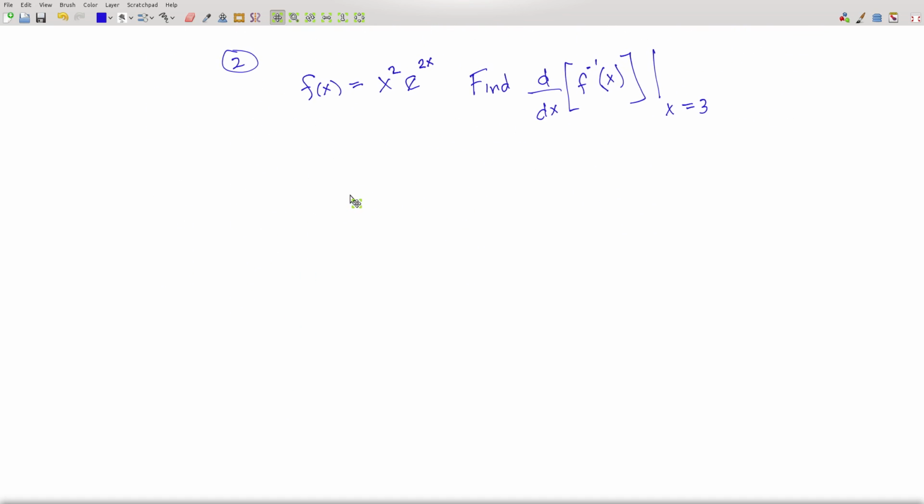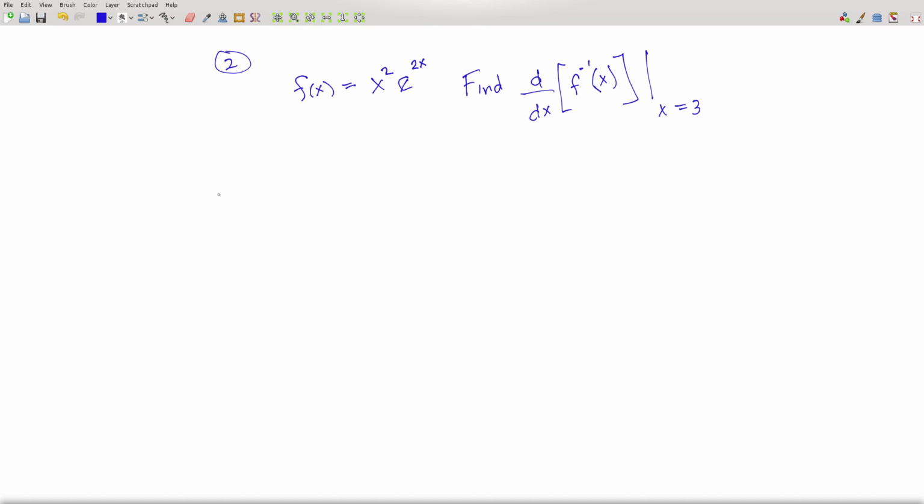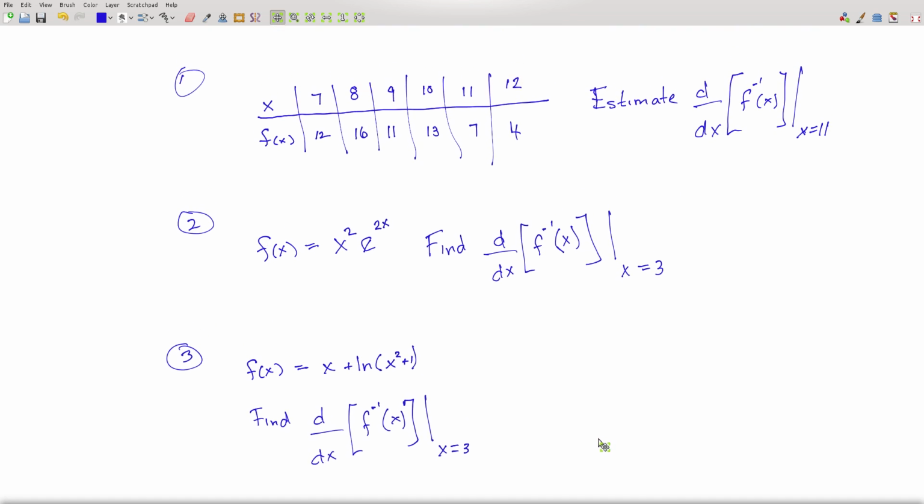And finally, for now, the third additional problem. Let's let f of x equal x plus the natural log of x squared plus 1. I want you to find the derivative of the inverse of f of x evaluated at x equals 3. So let's see if I can put these all here where you can see them.